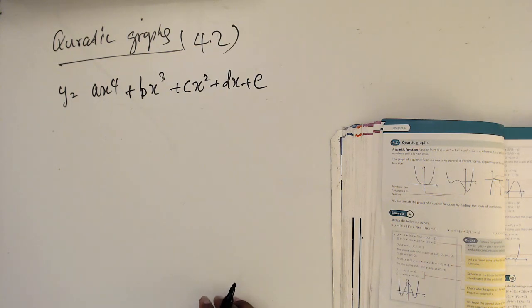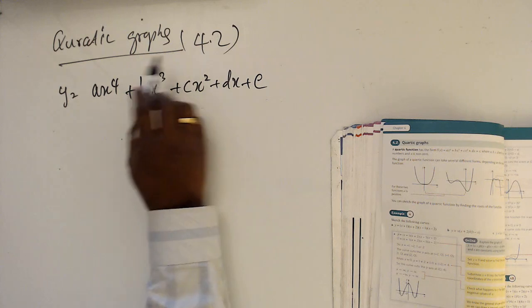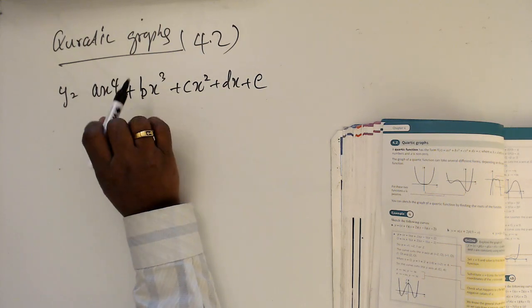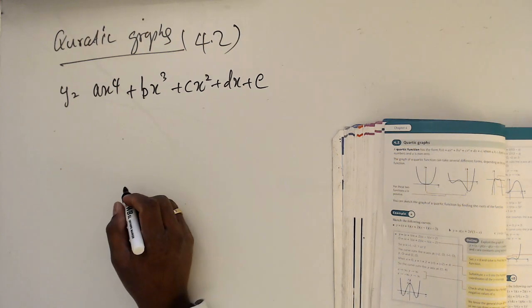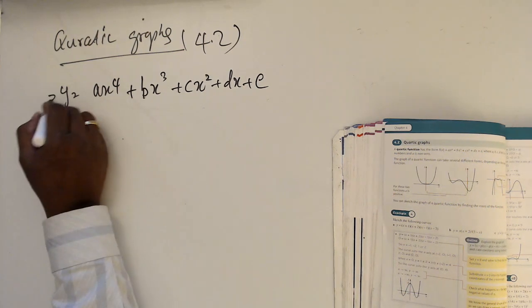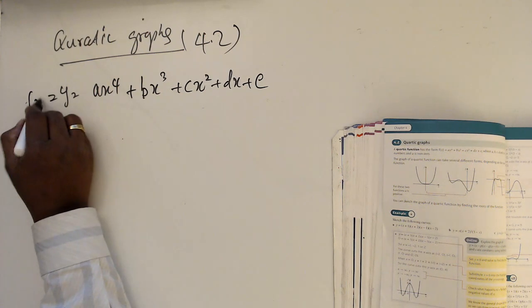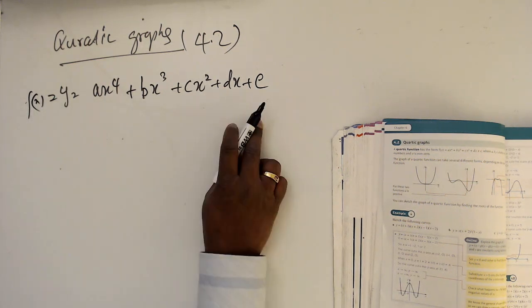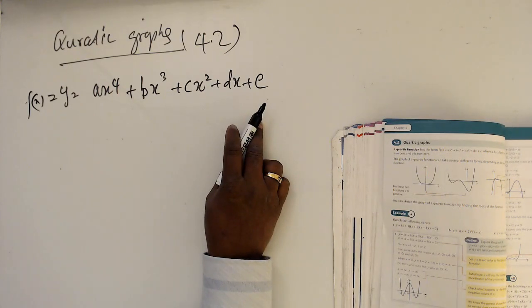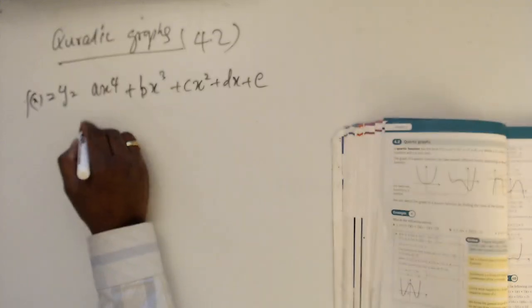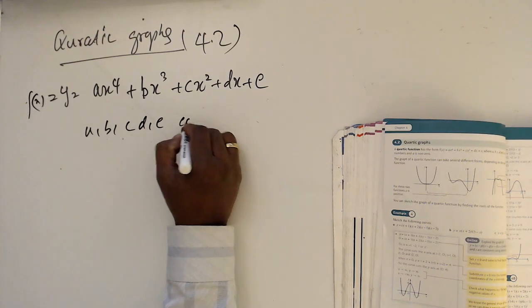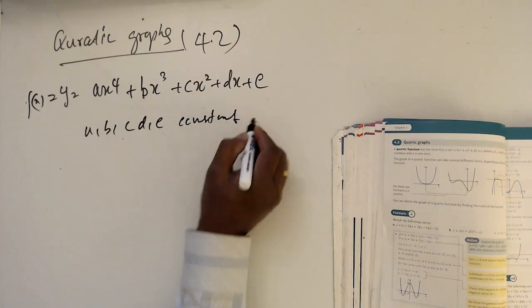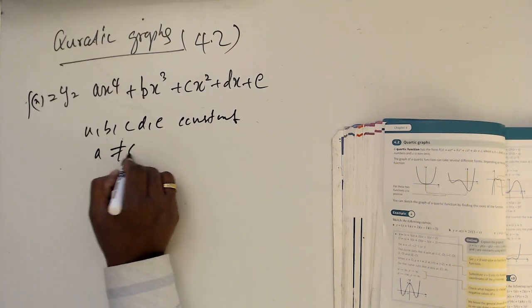Let's discuss 4.2, quartic graph. The quartic function is defined like this, and a, b, c, d are constants, and a is not equal to 0.